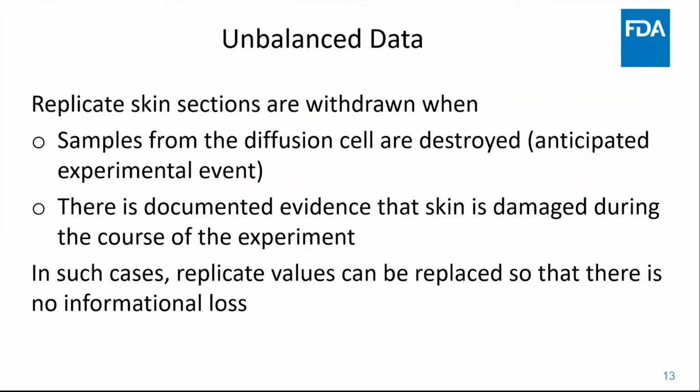So when do we have unbalanced data? Replicate skin sections are withdrawn when samples from the diffusion cell are destroyed. And this is an anticipated experimental event. And there is documented evidence that skin is damaged during the course of the experiment. In such cases, replicate values can be replaced, so there is no informational loss.